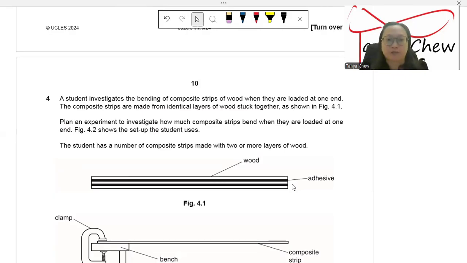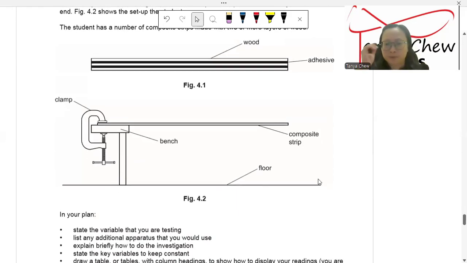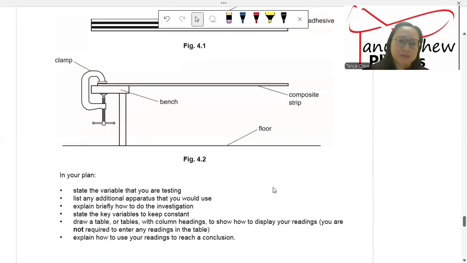Fig 4.2 shows the setup the student uses. The student has a number of composite strips made with two or more layers of wood. They put a G-clamp, they put a composite strip there, and a bench there, and a floor. In your plan, state the variable that you are testing. I want to test the bending distance. Initially, the composite strip is horizontal. So whenever you place a load at the end here, you could see that it will bend, right?